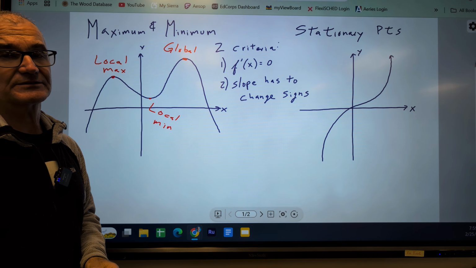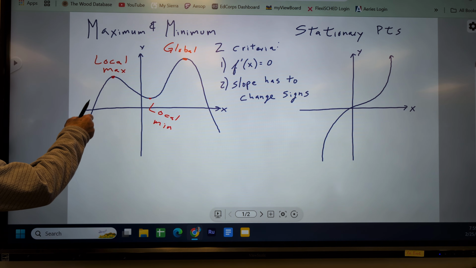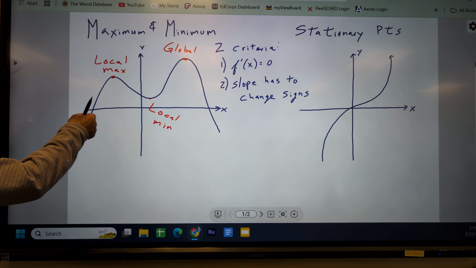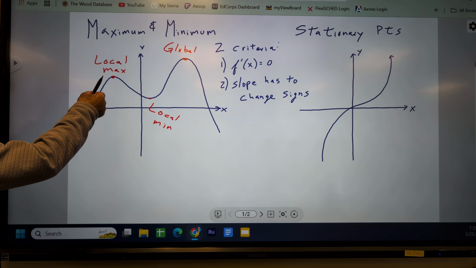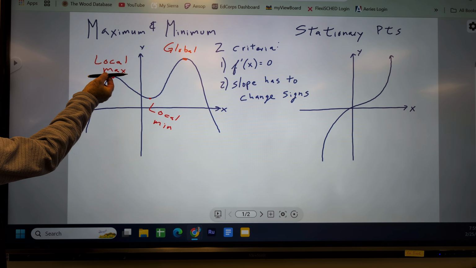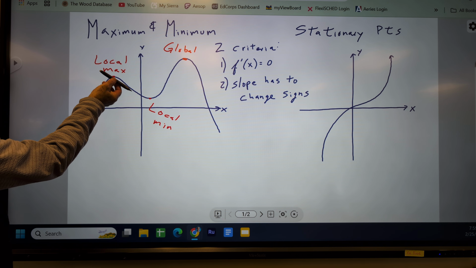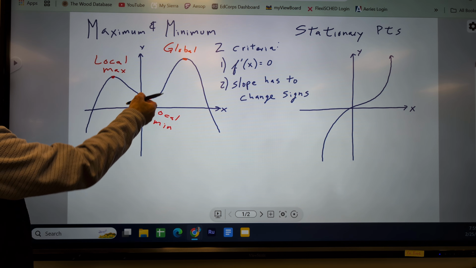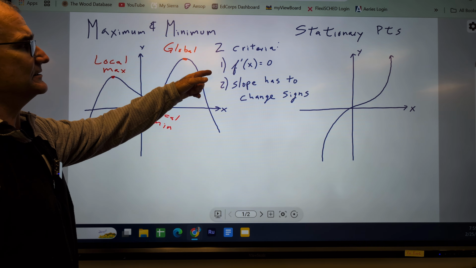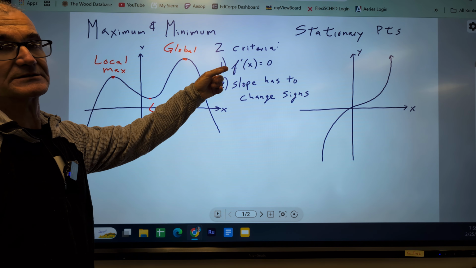Remember, the derivative is the slope of a line. So that slope is the slope of this pen here. You can see it's positive. And then right at that max, it becomes 0. And then it becomes negative. So one of the two criteria is you find the derivative and set it equal to 0.